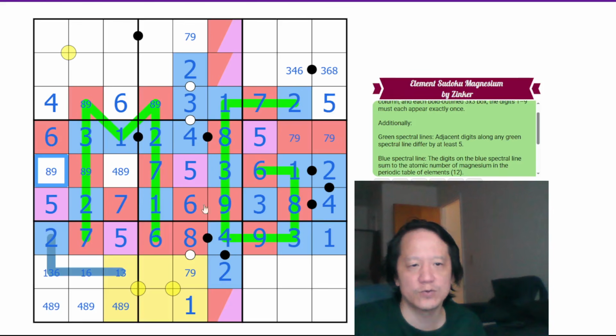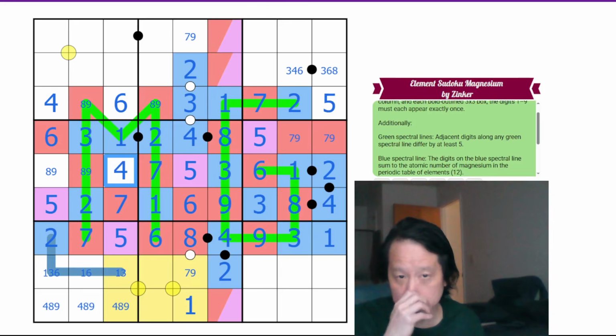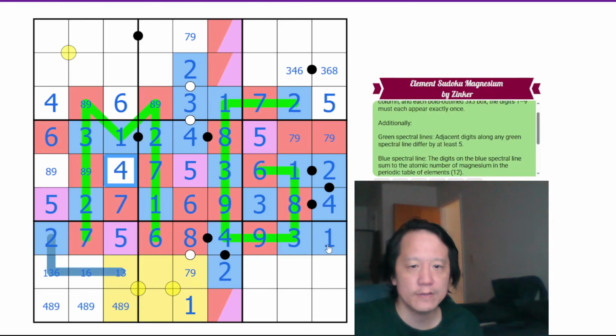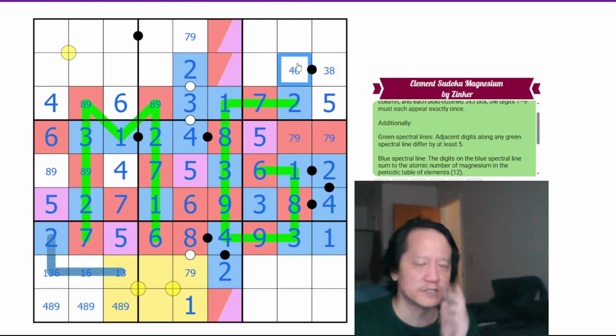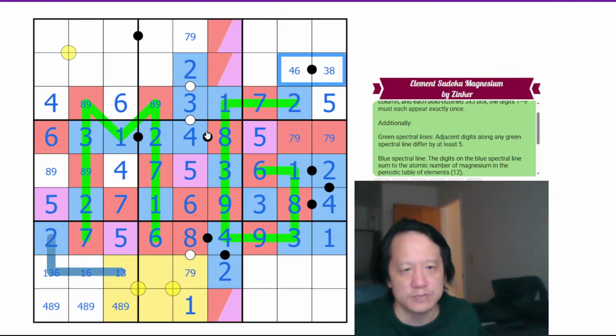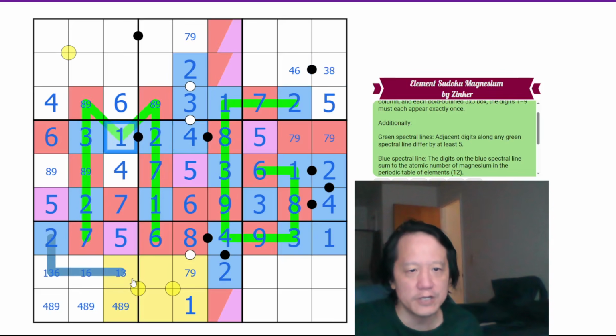4 eliminates 4 here, so where's 4 in this left central box? It must be here. 3 eliminates 3 here, so this can't be 6, because if this were 6, 3 would have to be there to be in a 1-to-2 ratio. 1 eliminates 1 here, so that's 3. No more 3 available here.